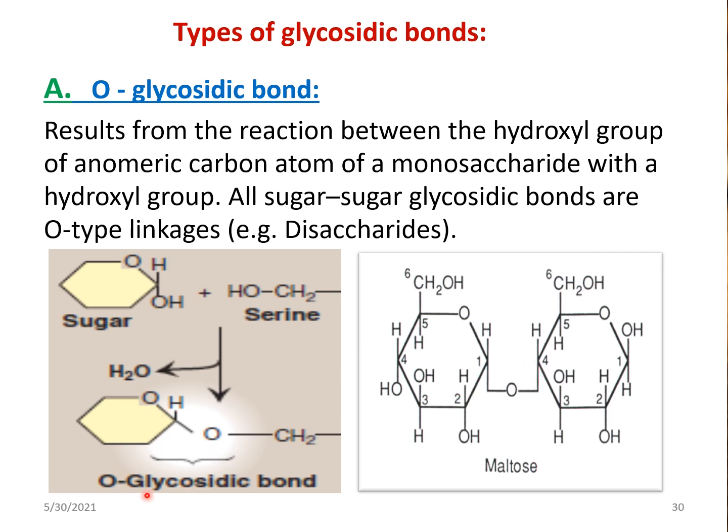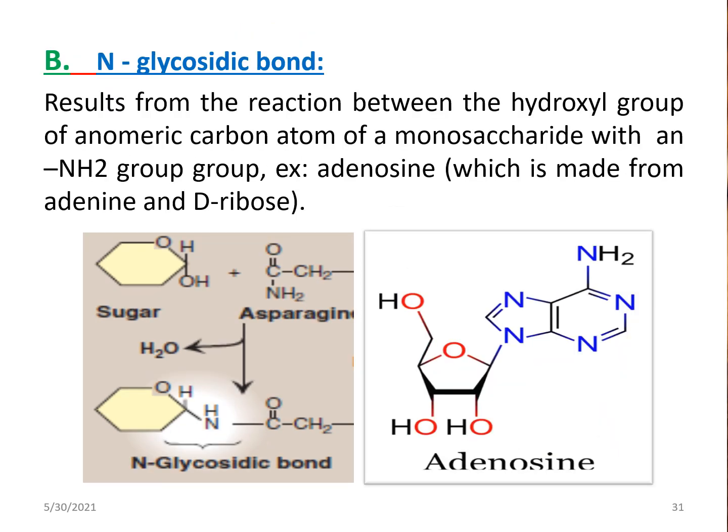This is another example of an O-glycosidic bond, but it occurs between a sugar and an amino acid, where there is a reaction between the hydroxyl group of the anomeric carbon of a sugar with the hydroxyl group of another compound. Here it is the amino acid serine, forming an O-glycosidic bond.